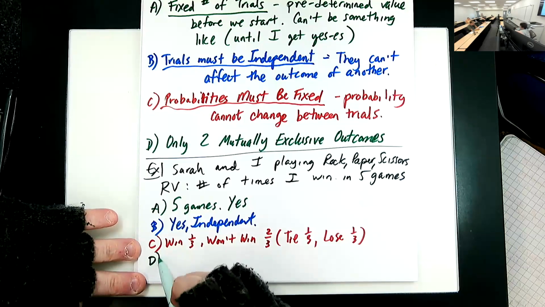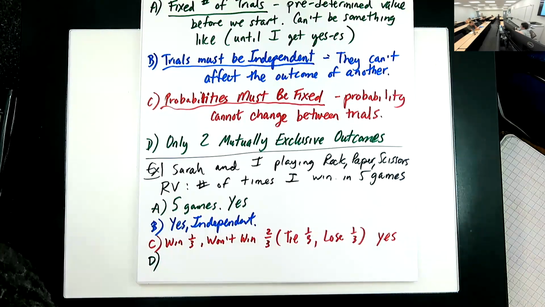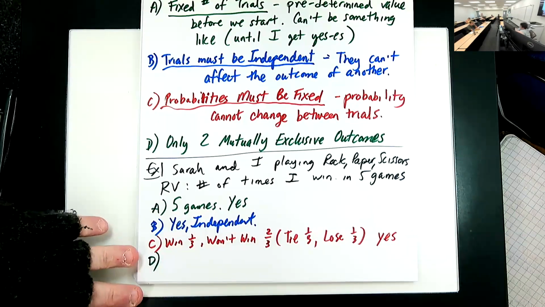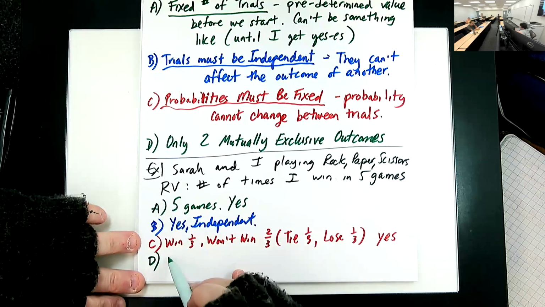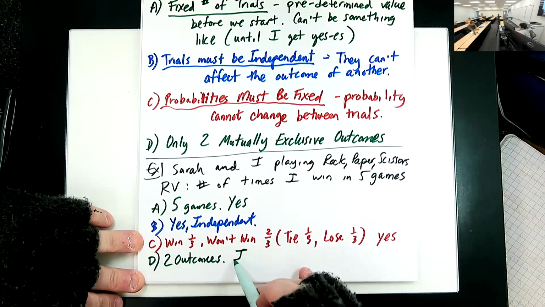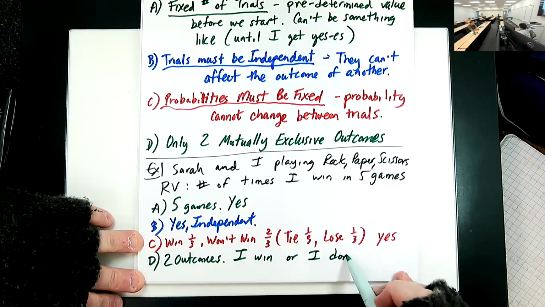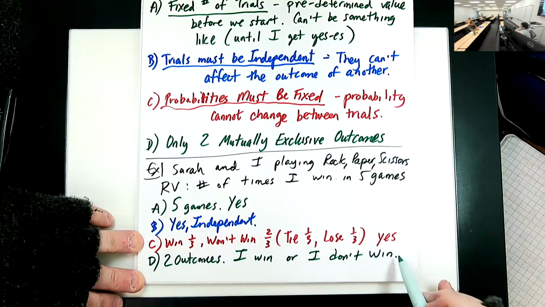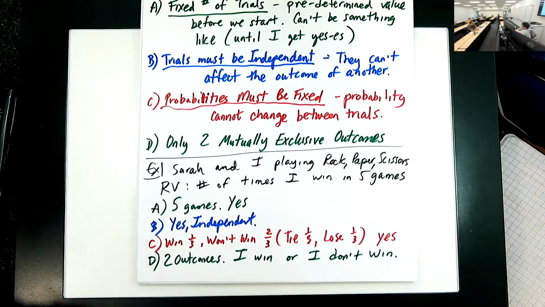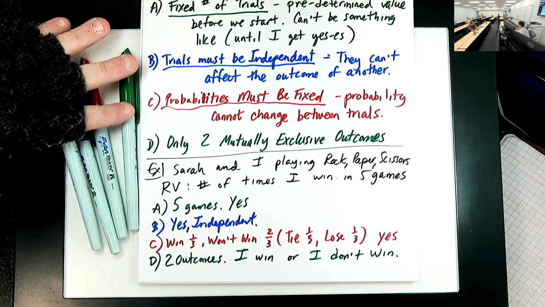So that makes that a yes. The probabilities are fixed each hand, each throw. D, there are 2 outcomes. I win or I don't win. This meets the criteria for a binomial probability.